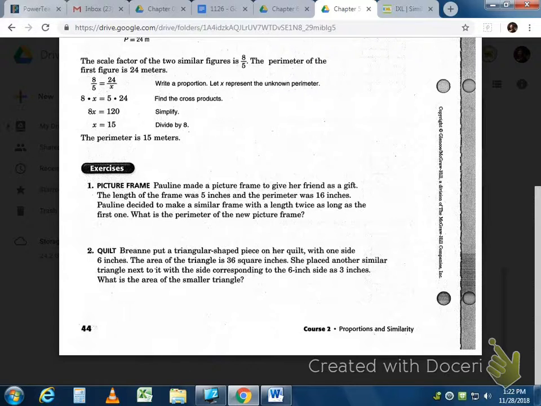It says, there's a picture frame. Pauline made a picture frame to give to her friend as a gift. The length of the frame was 5 inches and the perimeter was 16 inches. Pauline decided to make a similar frame with a length twice as long as the first one. What is the perimeter of the new frame?